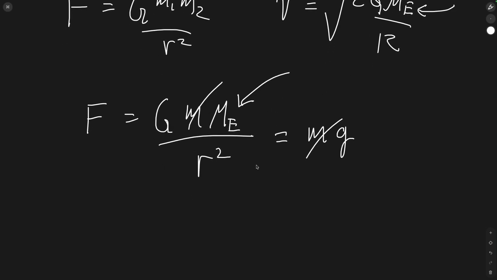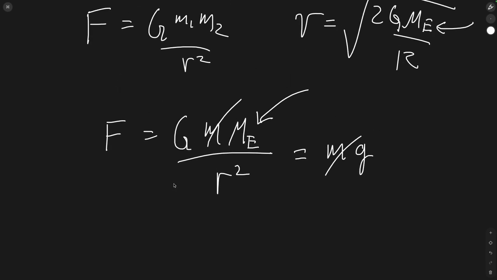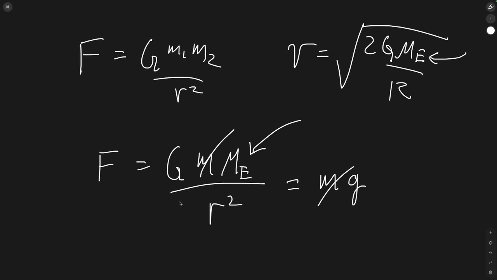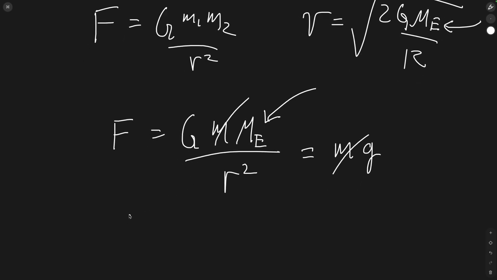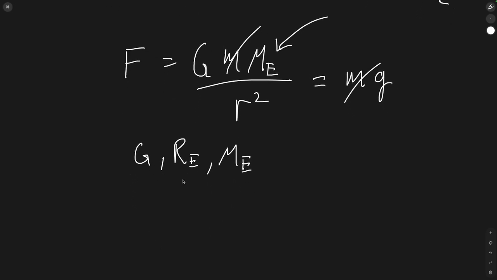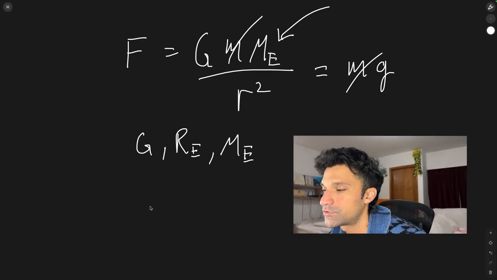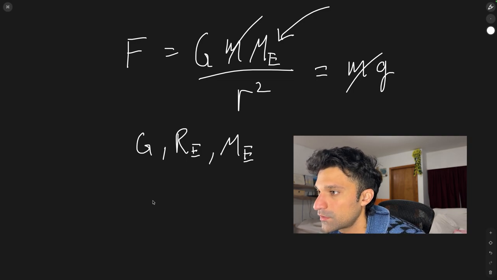So that means the only values that we'll be using should be g, the radius of the Earth, we can call this E here, and the mass of the Earth. So let's use these. So that's your hint. Go forth from there.